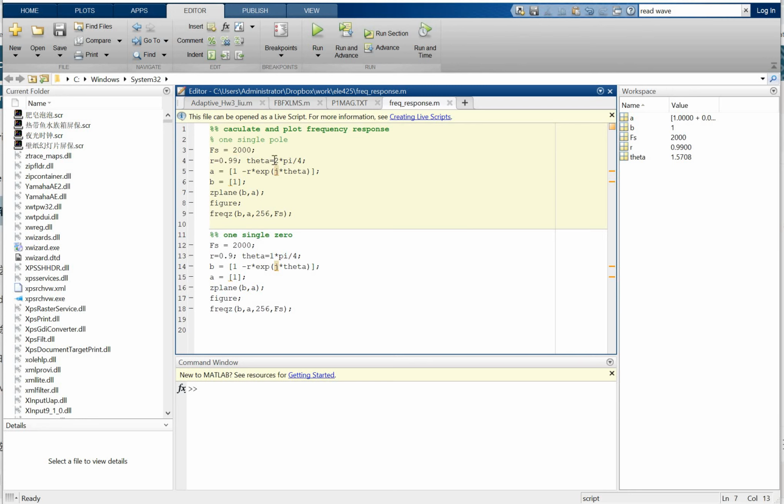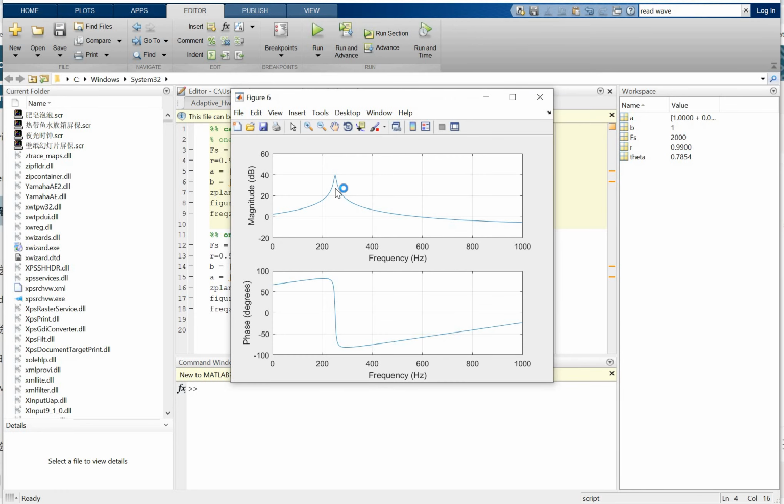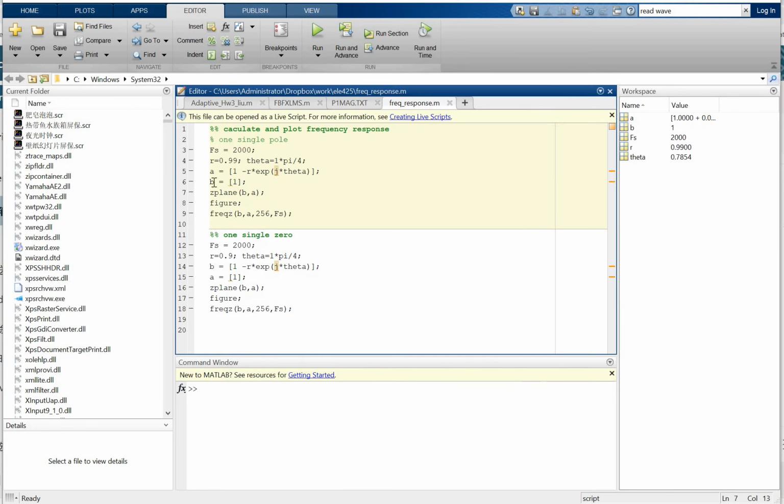Okay, let's try just one more. Now it's pi over 4. Still the same sharpness of this peak. Now it goes to 250 hertz. Okay, so now we summarize.